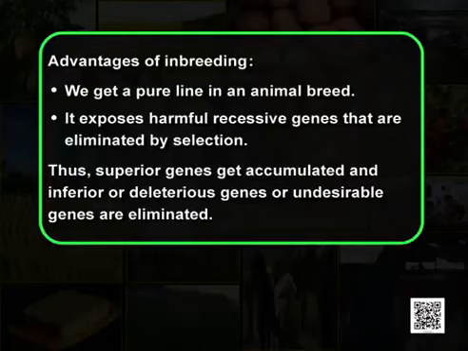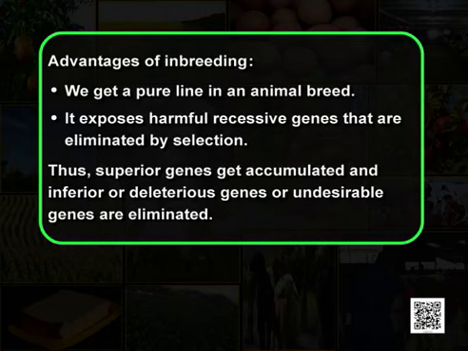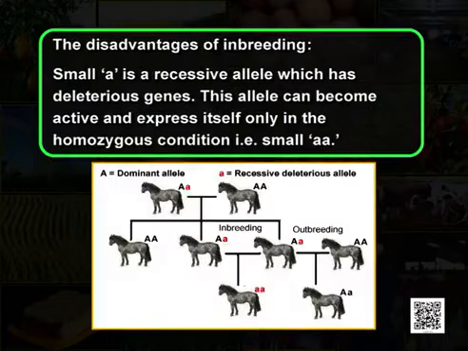So, let us list the advantages of inbreeding. 1. We get a pure line in an animal breed. 2. It exposes harmful recessive genes that are eliminated by selection. Thus, superior genes get accumulated and inferior deleterious genes or undesirable genes are eliminated. Now, let us see the disadvantages of inbreeding.